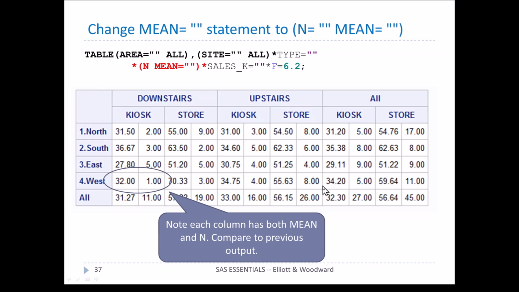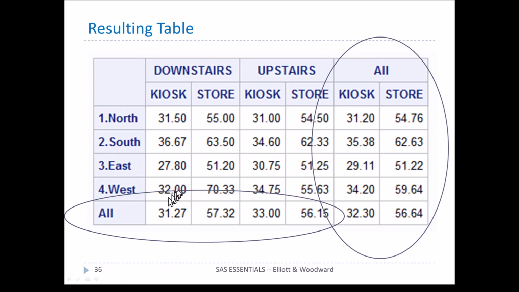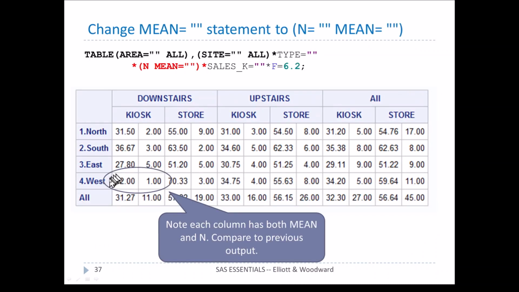Now what we're going to do is change the MEAN statement, which was right here, MEAN equals, to N MEAN equals. What this is going to do is request two different statistics instead of just the one. So if we go back, we notice we have 32 as the statistic and 31.27. Those were means. And now notice we have 32 with a count of 1 and 31.27 with a count of 11. So by adding N and then MEAN, we get both statistics listed here.